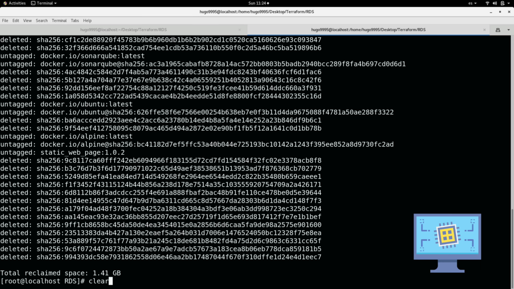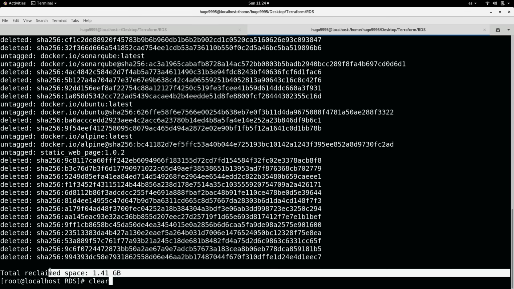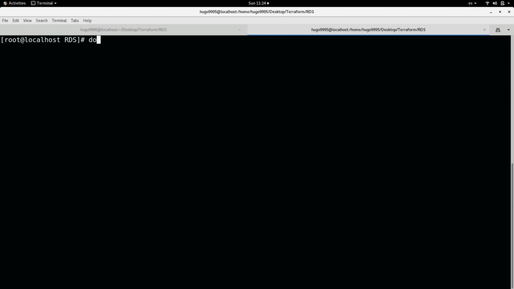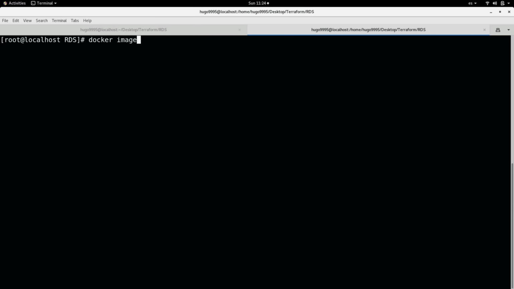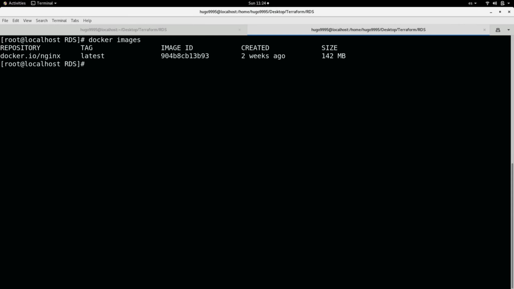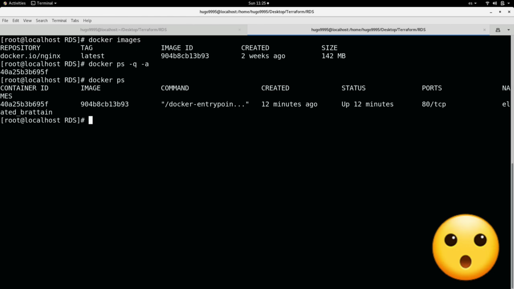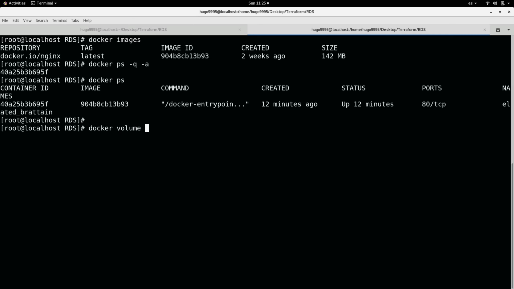Okay. As you can see, over 1 GB was released. That's cool. So if I go to docker images, I now have one image there. If I do a docker ps -a, I have only one because I have only one container running. And also, if I do a docker volume ls, I have nothing because that volume was empty. And now my system is clean.